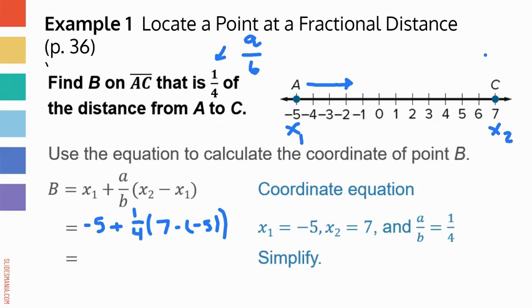So I am going to just do the math. 7 minus -5 becomes 7 plus 5. 7 plus 5 is 12. 12 times 1/4 is 3. 3 plus -5 gives me -2. Okay, so that means point B is located at -2. So here is point B at -2. That is 1/4 of the way from A to C.